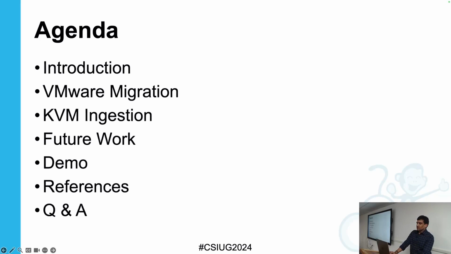Coming to the agenda, I will take you through a little introduction about the migrations which were recently introduced in the 4.19 release, and then in detail how the VMware migration process is done in CloudStack, and then some of the use cases about KVM ingestion and the future work on them, and we'll go through the demo as well, a few references, and we can do a Q&A at the end.